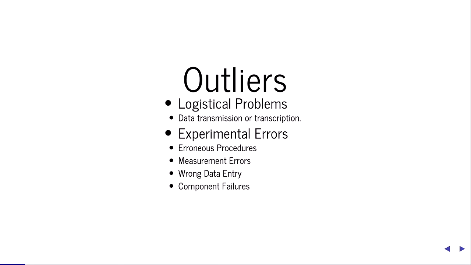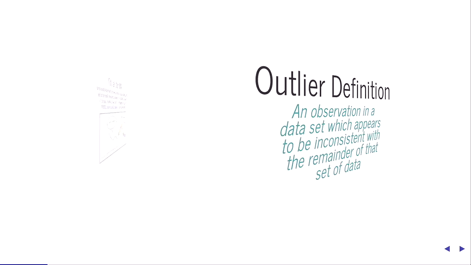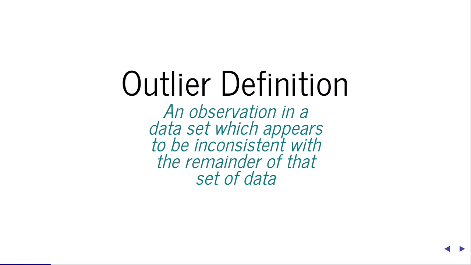So outliers: why are there outliers? Because there are logistical problems, either in transmission or transcription. There are experimental errors, erroneous procedures, measurement errors, component failures, and so on. But to begin with, what is an outlier? There are people who define outliers in various ways, but I'll stick with this definition, not because it captures the best what an outlier is, but I guess it captures the common sense of people when they think about outliers. Today I'll talk about 3 different methods.